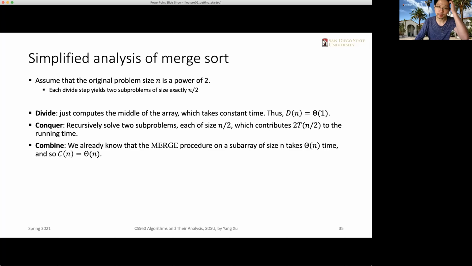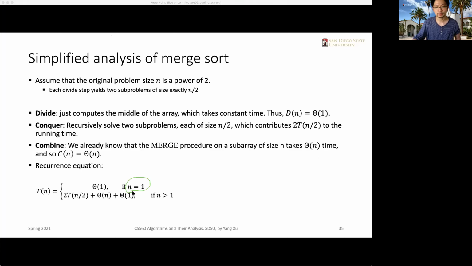All right. So putting that all together, we can write the recurrence for merge sort as follows. In the base case, where the input size is 1, there's only 1 element, then the cost is constant. Something very small. We write it as big theta of 1. In the other case, if n is greater than 1, then we need to consider all these parts together, which is the cost for conquering, the cost for combining, and the cost for dividing. All right. That's a much simpler form than the previous one.